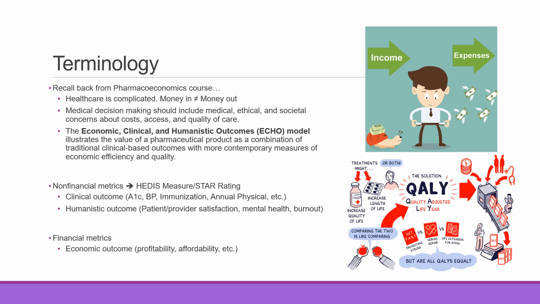However, what about the non-financial metrics? These are the clinical outcomes, like the A1C measure, blood pressure measure, whether you received immunization on time, whether the person got the annual physical. Those are a small portion of the clinical outcomes available to us. And the humanistic outcome became very important as we focus more on quality of life, patient and provider satisfaction. Are they mentally stable? Are they mentally healthy? What are the burnout rates among the people receiving the care and providing the care?